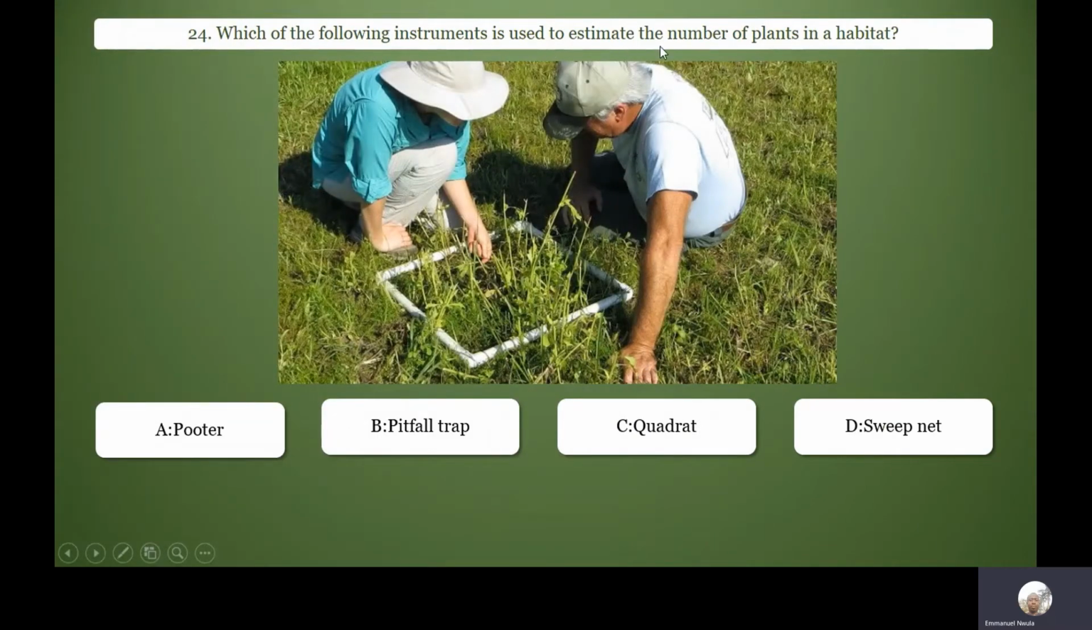Which of the following instruments is used to estimate the number of plants in a habitat? It's called the quadrat. You can see the quadrat as option C. It is used to measure the number of a particular plant in a habitat. So you throw the quadrat, you check the number of the plants within the quadrat. You throw it again, several times, and you take the average, and then you can extrapolate to know the total number in the farm. So the answer here is quadrat.